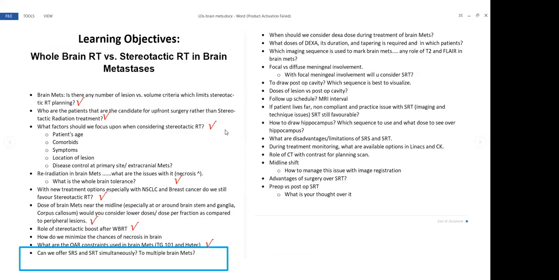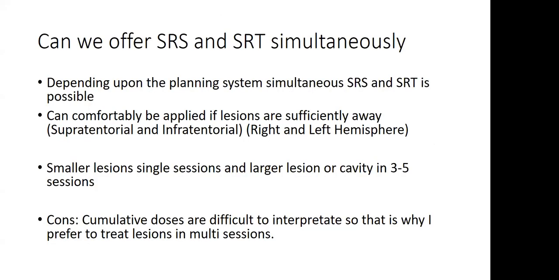So next is, can we offer SRS and SRT simultaneously to the multiple brain lesions? Yes, we can. And it all depends on what planning system you are using. In RapidArc, yes, it is certainly possible, and we have done some of the planning. Especially if the lesion is in the lower part, for example, in the brain stem, and we have a limitation to deliver a higher fraction size, we generally fractionate it.